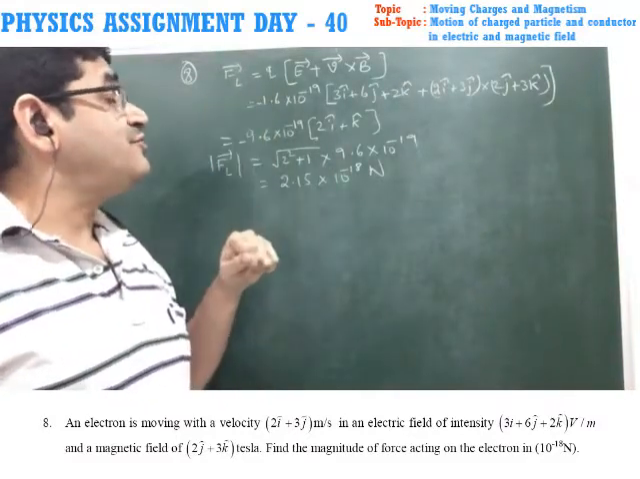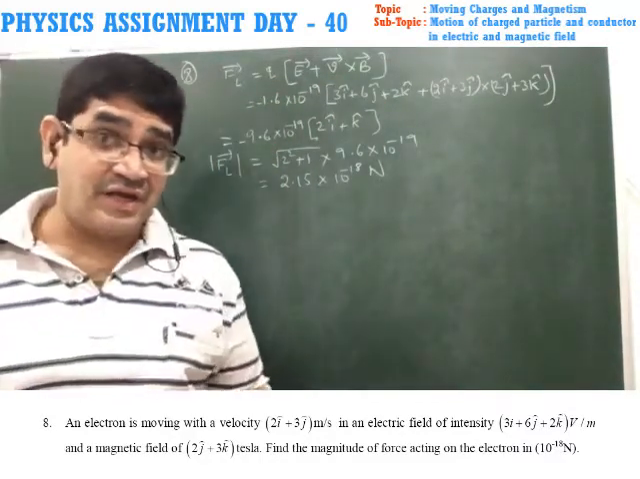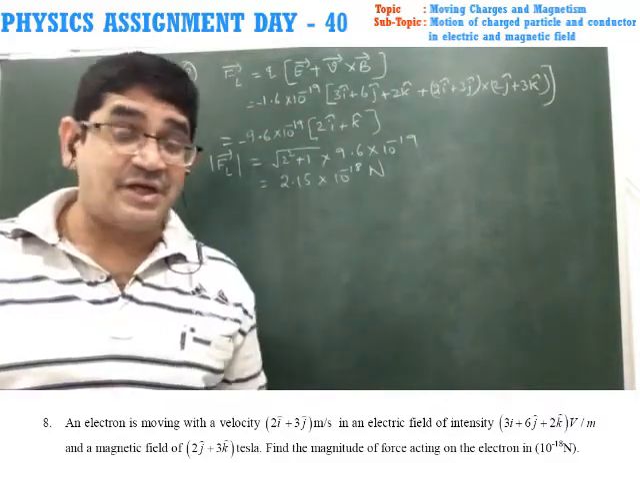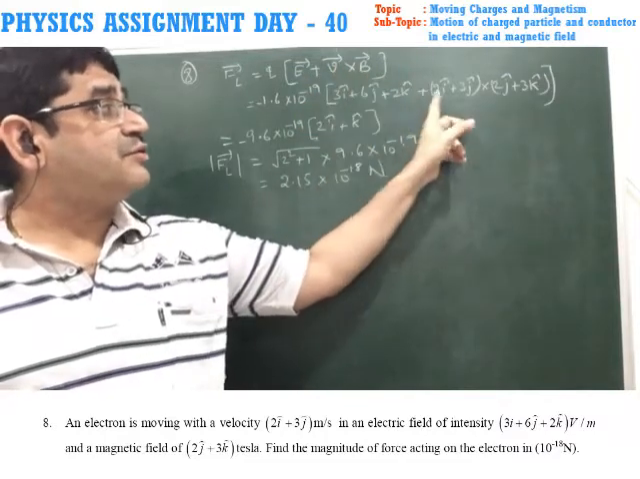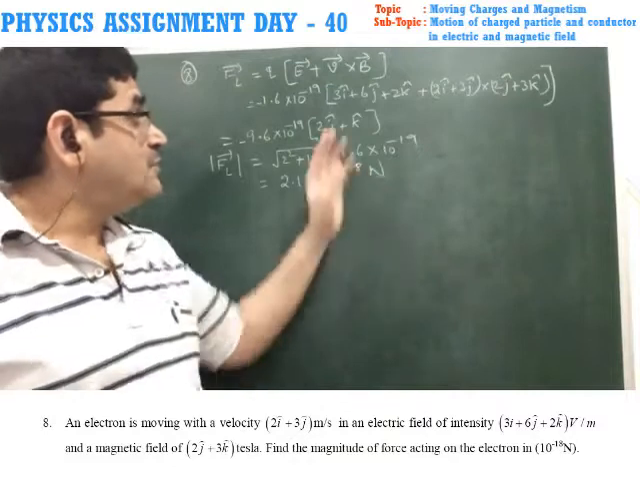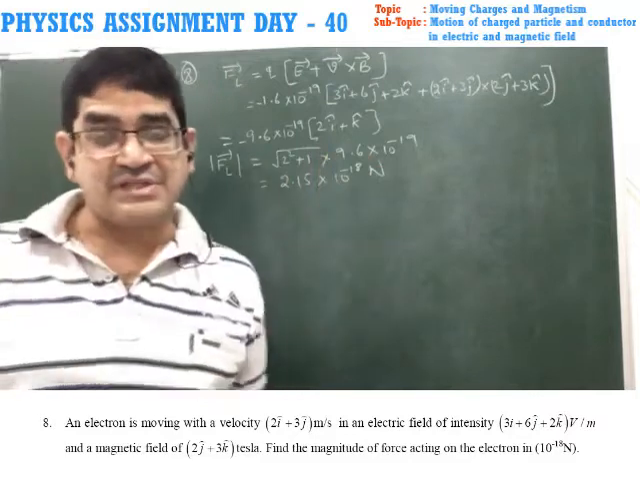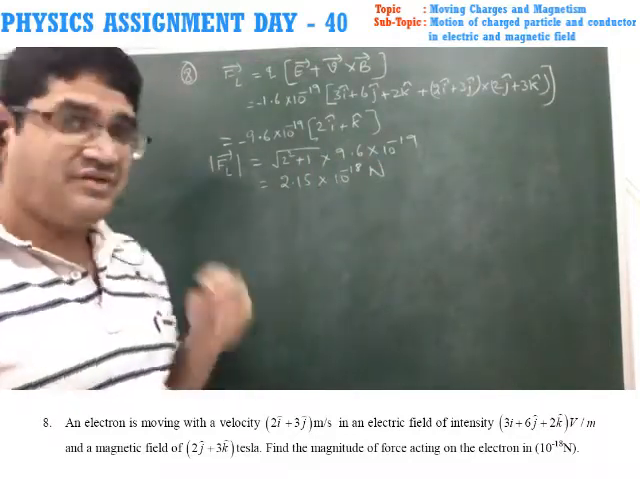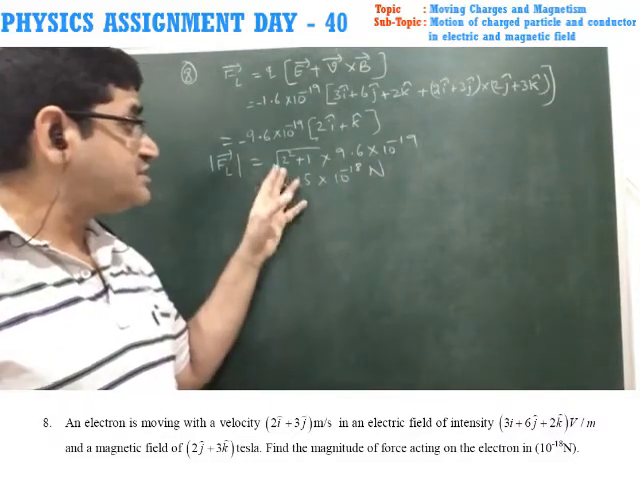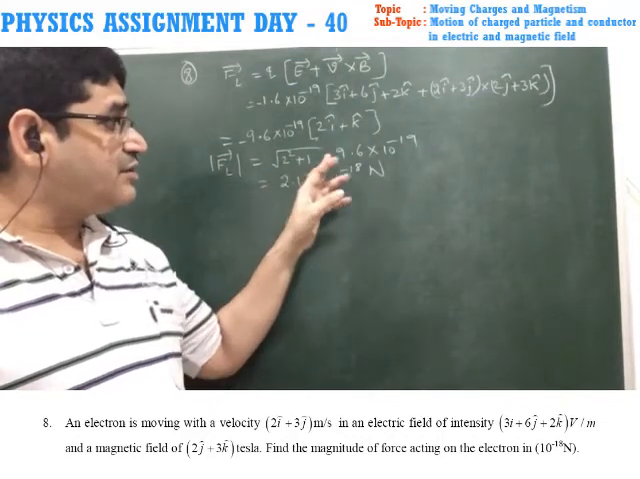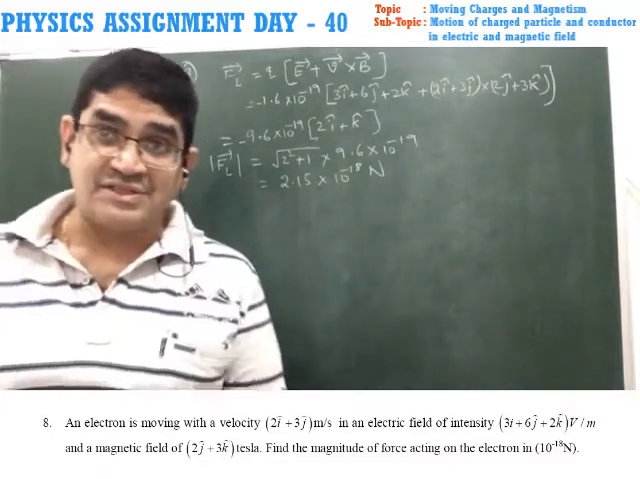So the Lorentz force is given by q into E plus v cross B. Here q means our electron, a negative charge, therefore minus 1.6 into 10 power minus 19, times 3i plus 6j plus 2k, the electric field, and v cross B, 2i plus 3j cross 2j plus 3k. When you substitute and calculate, you will get minus 9.6 into 10 power minus 19 into 2i plus k. But here we want the magnitude only. Therefore the magnitude is root of 2 square plus 1 square, which is root 5, into 9.6 into 10 power minus 19. Calculate, and you will get 2.15 into 10 power minus 18 newtons.